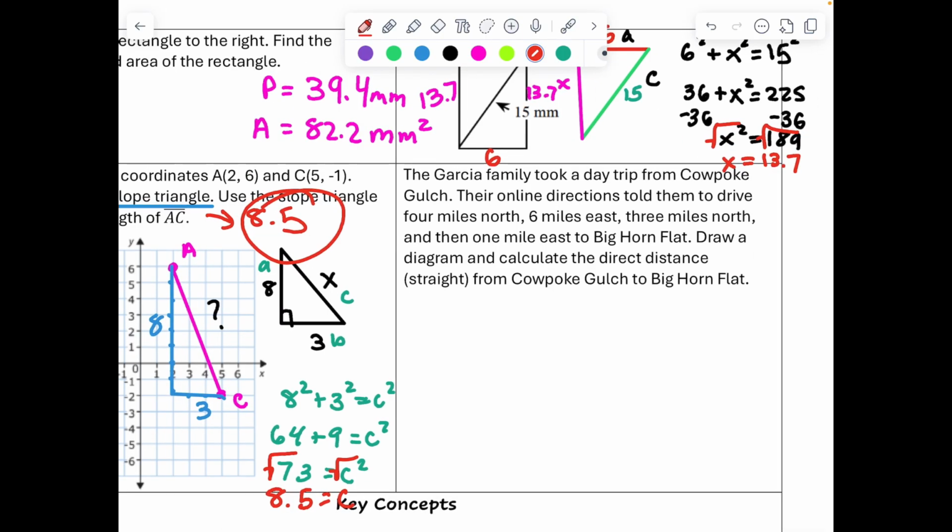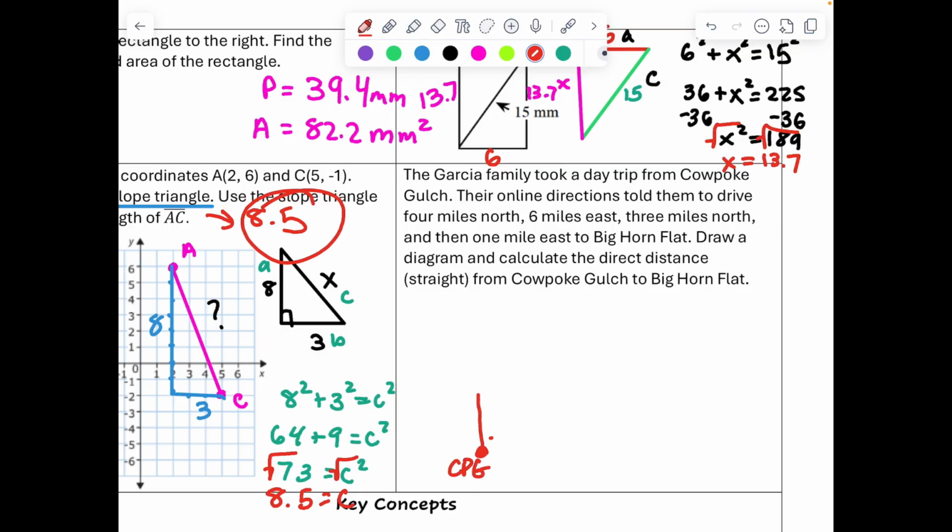All right, we have a word problem over here, but don't be scared. The Garcia family took a day trip from Cowpoke Gulch. Their online directions told them to drive 4 miles north, 6 miles east, 3 miles north, and then 1 mile east to Bighorn Flat. They want us to draw a diagram and calculate the direct distance from Cowpoke Gulch to Bighorn Flat. Okay, we're starting at Cowpoke Gulch.